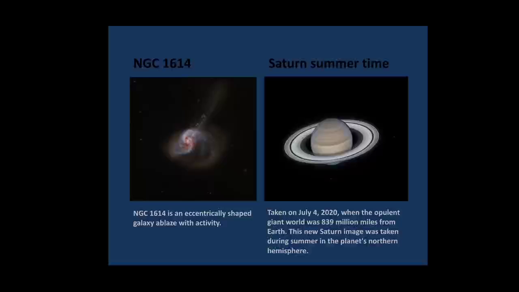Hubble Space Telescope has captured thousands of images, and these are two of the images among them. The first one is an eccentrically shaped galaxy called NGC 1614, and the second one is the planet Saturn during summertime.